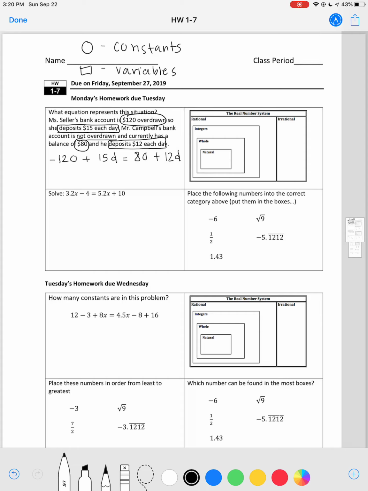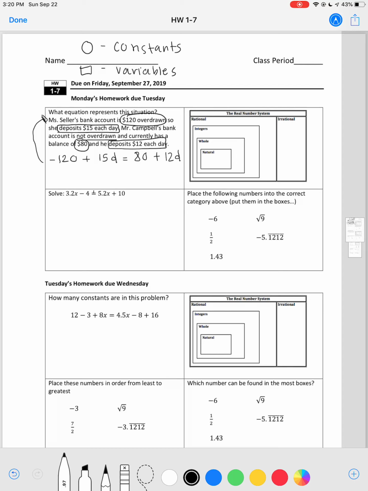All right. And this one just says what equation represents, so make sure we're reading our question. So if we read our question, we know we can stop right after setting it up, whereas in here on this one, it says to solve it.